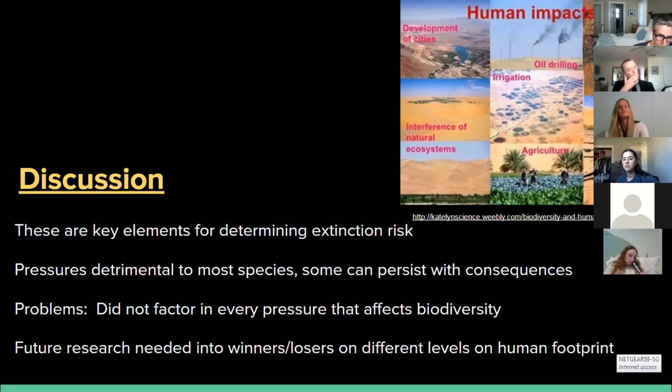One of the things I did find interesting, and they noted this, was one main problem: it didn't add in every pressure that has an effect on biodiversity. Some of the pressures left out were anthropogenic climate change, pollution, infectious disease, invasive species, and overexploitation. While it would be really difficult to include all of these in addition to the factors that were included, for further research, if we're going to build on this, we can try to include a couple of these factors. And also more specifics on individual species, like winners and losers and who's going to be more or less at risk.